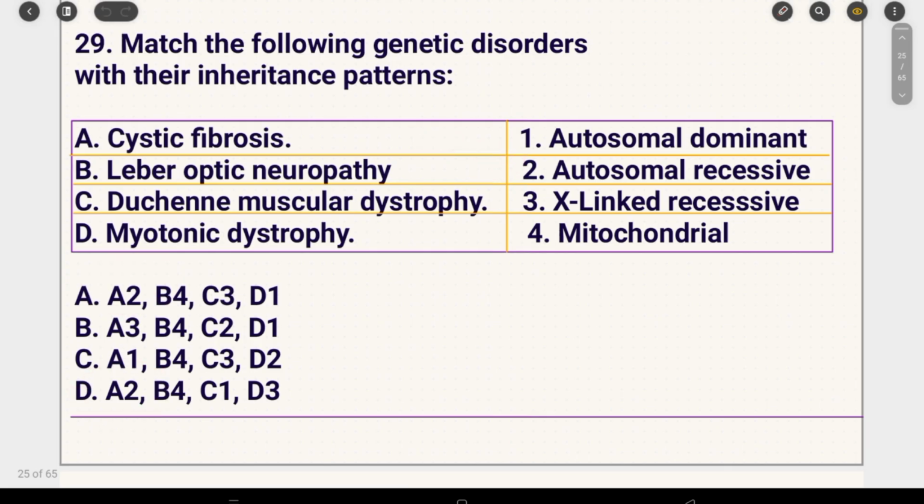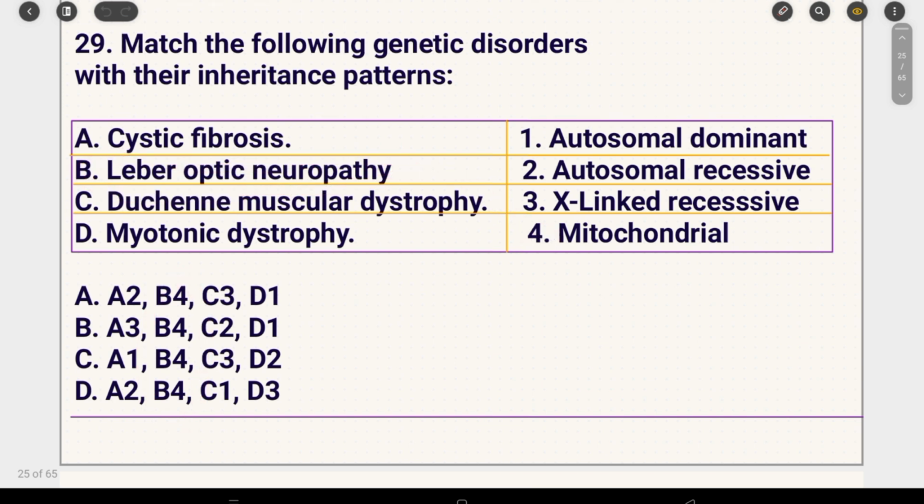Okay. Leber optic neuropathy is related to mitochondria, so it is a mitochondrial inheritance. So B is 4. All the options contain B4, so we are lucky. Sometimes we might tend to forget this, isn't it? But since all the options contain B4, we need not think about B4.